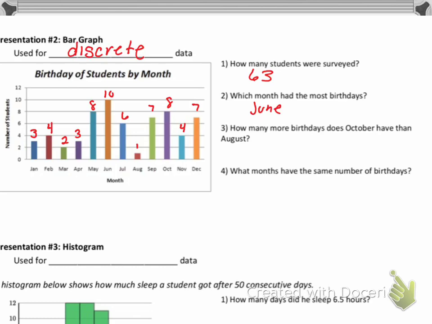Question number 3 says, how many more birthdays does October have than August? October has 8, and August has 1 lonely one. So the difference is 7.